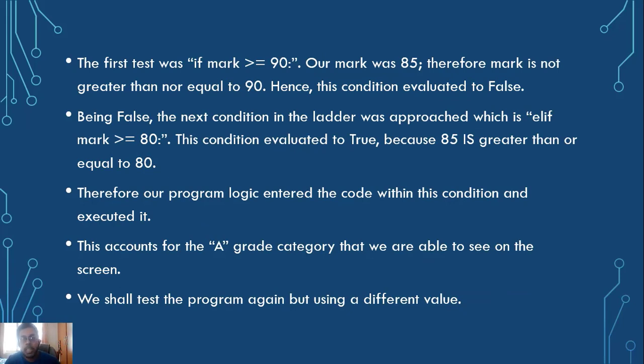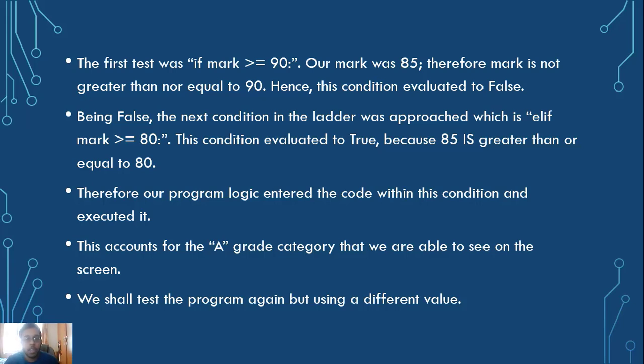The first test was if mark is greater than or equal to 90. Our mark was 85, therefore mark is not greater than nor equal to 90. Hence this condition evaluated to false. Being false, the next condition in the ladder was approached, which is elif mark is greater than or equal to 80. This condition evaluated to true because 85 is greater than or equal to 80. Therefore, our program logic entered the code within this condition and executed it. This accounts for the A grade category that we are able to see on the screen.